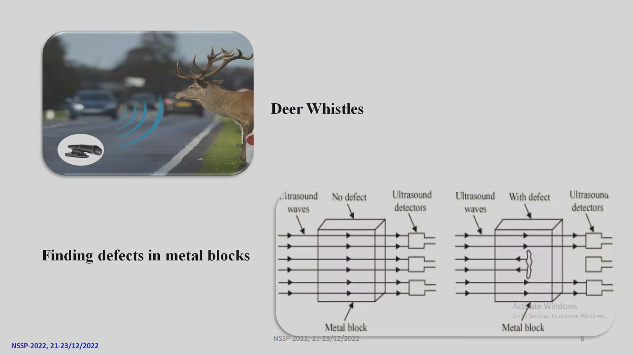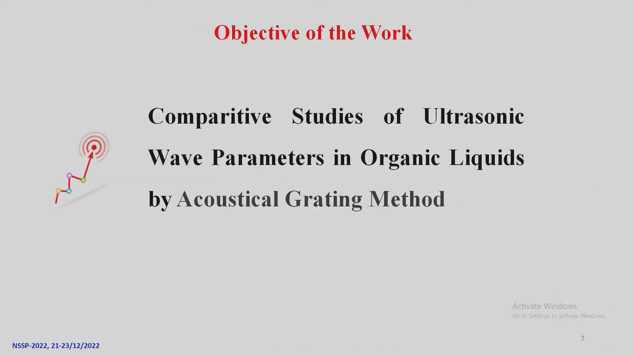the deer. And the last one is finding defects in metal blocks. If the metal has any defects, the ultrasonic wave doesn't pass through it, it reflects back. If it doesn't have any defects, the ultrasonic waves pass through it. The next is the objective of the work. Over to Samaya. Thank you.